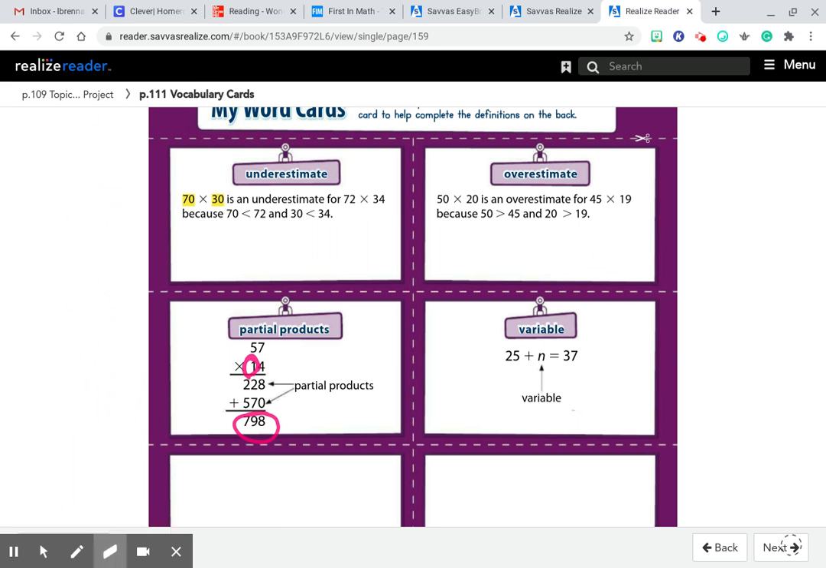Maybe we won't. We'll just stop right there. Previewing topic 3.